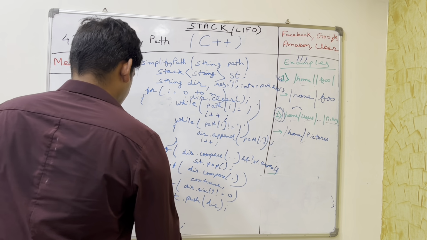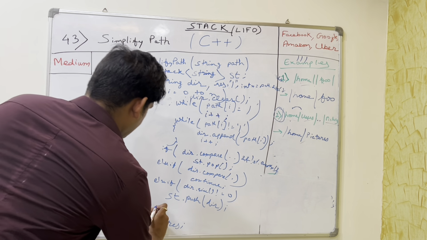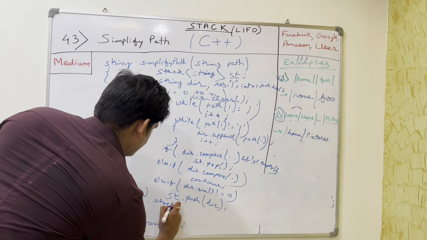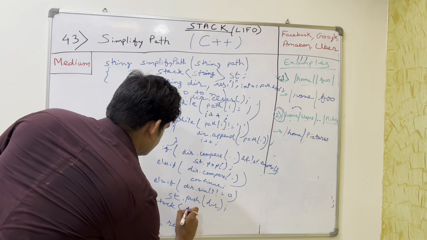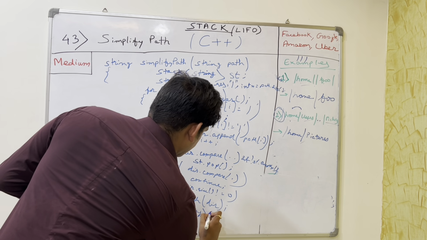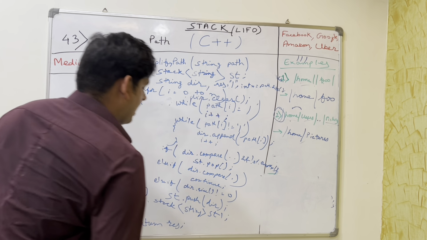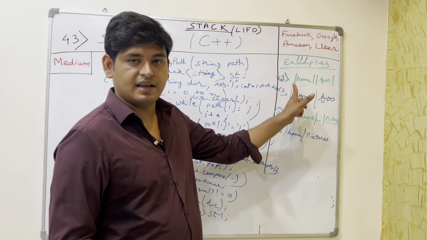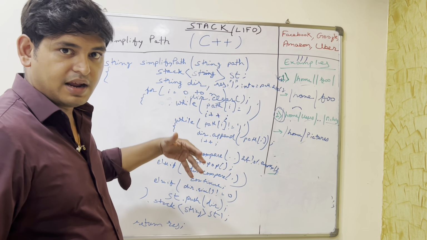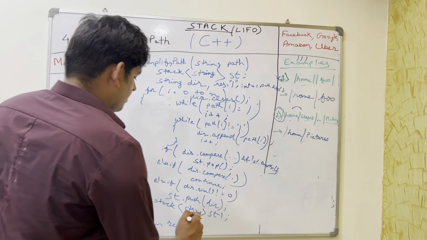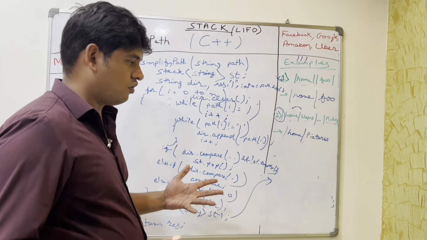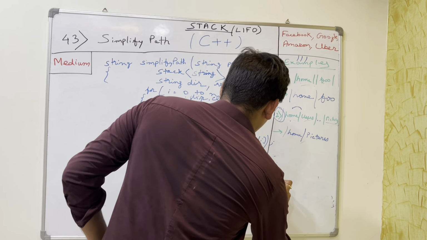okay, so once this is done, I'll take another stack, okay? I'll just pseudocode it, stack string st1, and I will insert all the elements that are there in this stack into the stack st1. So we will get the reverse of the stack, right? So I'll just write the steps here. We can discuss it with the code walkthrough. So I'll code it, no problem.